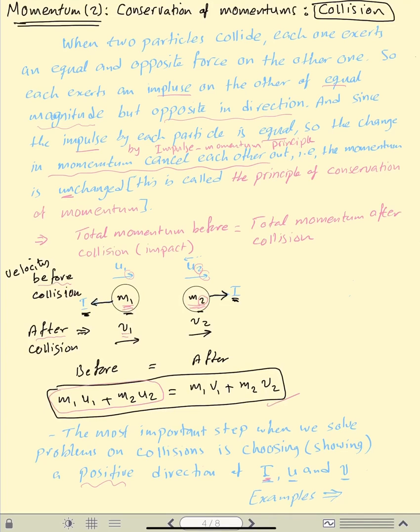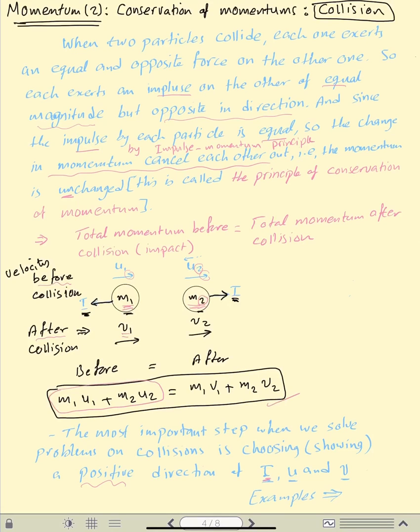We are in the second part of momentum. We covered the first part in the previous video about momentum 1, and we defined what momentum is and what the impulse-momentum principle is. Today we'll be studying the motion when two particles collide: problems involving collision.